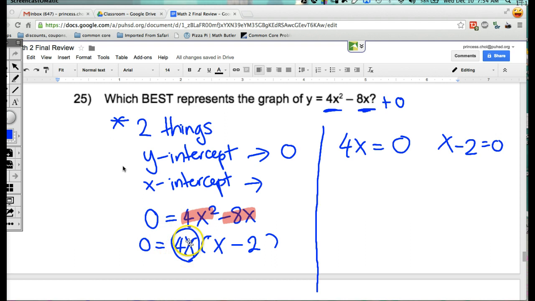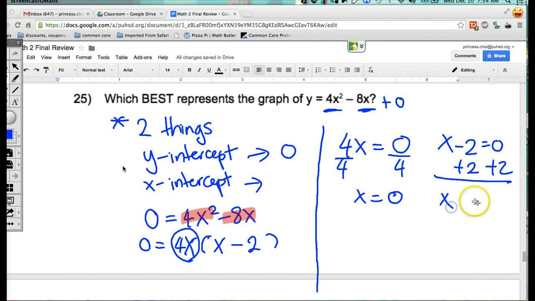Because if 4x is 0, 0 times x minus 2 is 0. And if x minus 2 is 0, 4x times 0 is 0. Okay, so we're going to divide both sides by 4, and we know that 0 divided by any number is always 0. And then over here, we gotta leave the x by itself. So we're going to add 2 to both sides, and x is now equal to 2. So now we have our answer for both. Our y-intercept is 0, and my x-intercept is at 0 and 2. Now if I were to graph this, it's going to look like this. I'm gonna take it to a new page.